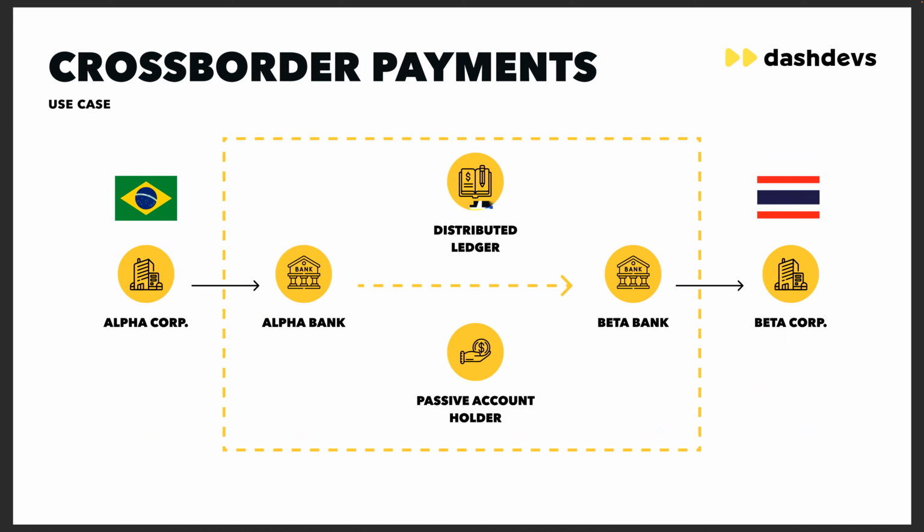Another way of doing that is not using traditional ways, when you have 2 bank accounts and you have a system which is processing that cross-border payment for you, but you can use distributed ledger, and you can use passive account holders in different countries, where using them, you can send money cross-border without any interruptions and without any problems with accounting and money tracking and transaction tracking itself.